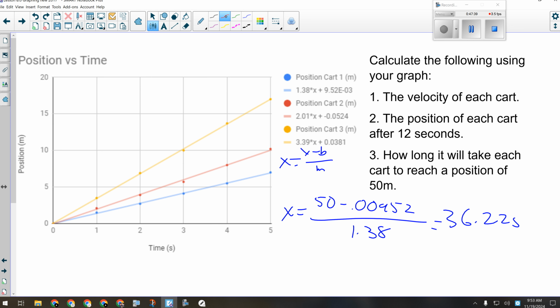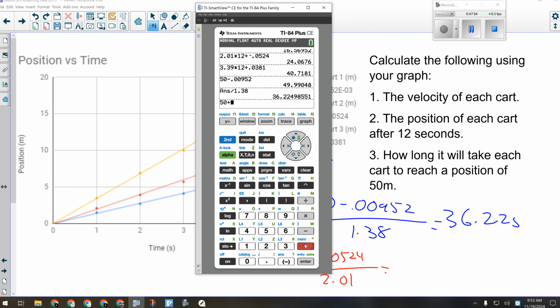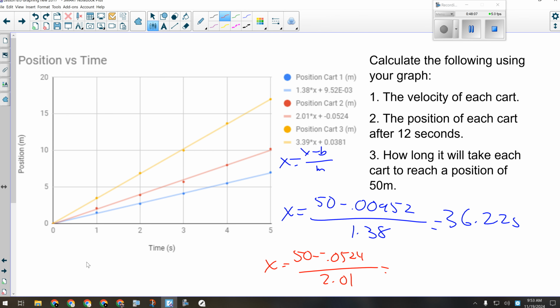Okay, for cart number 2, we're going to solve for x. That's going to be 50 minus negative 0.0524 divided by 2.01. So 50 plus 0.0524 divided by 2.01. Okay, that makes sense. It's faster. It should take less time to get to 50 meters, and it does, 24.9 seconds.